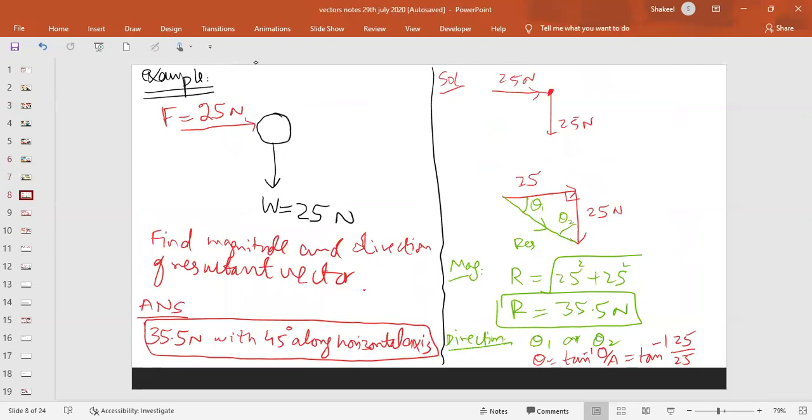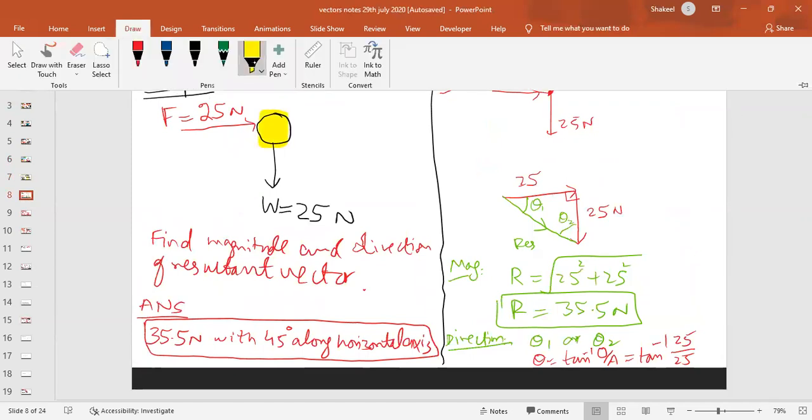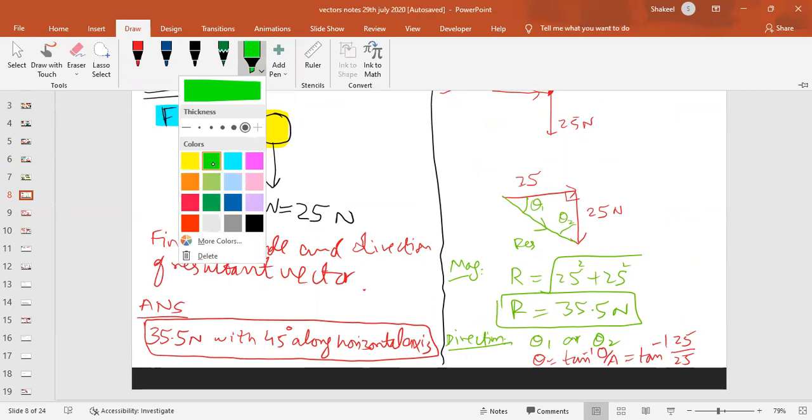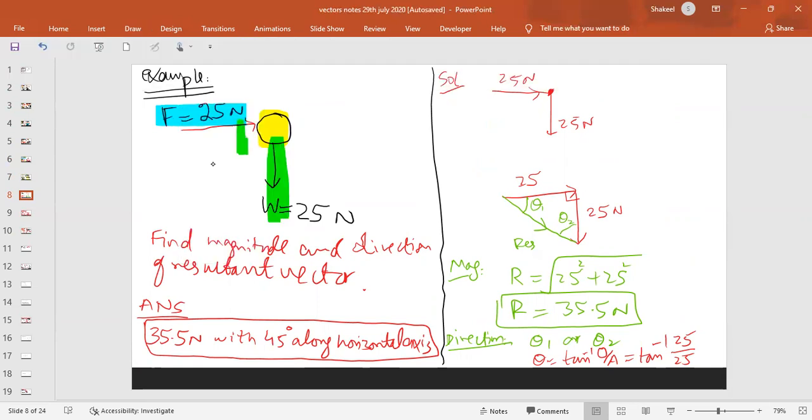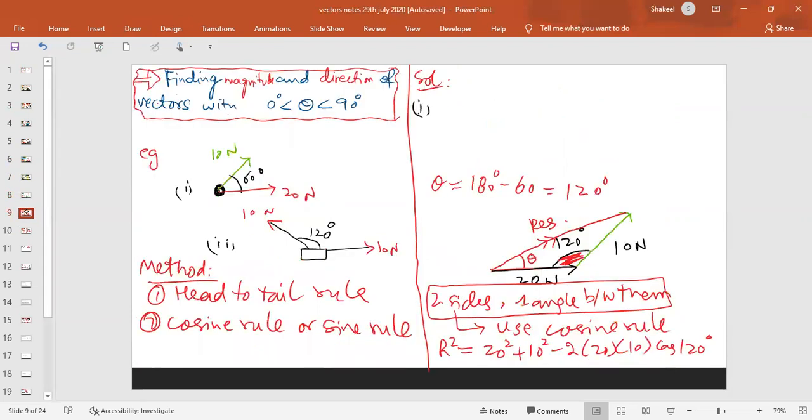Moving forward, there is another example. This is an object on which two forces are acting. One of the forces is 25 Newton and the other force is again 25 Newton, and they are acting at an angle of 90 degrees. So you have to find the magnitude and direction of the resultant. You have to arrange them and then find their resultant and angle. So do it yourself, pause the video, solve it, and then check your answer.